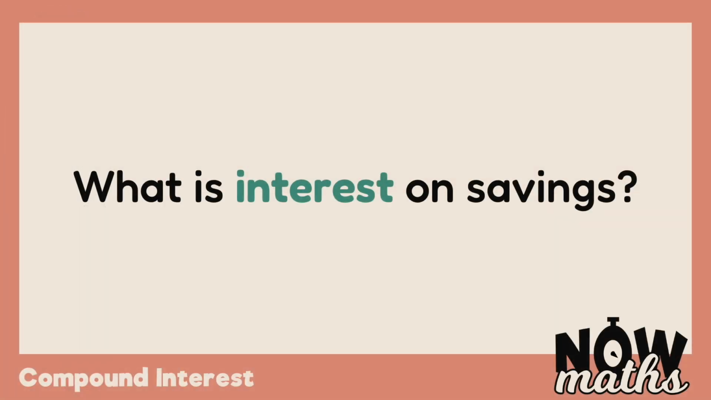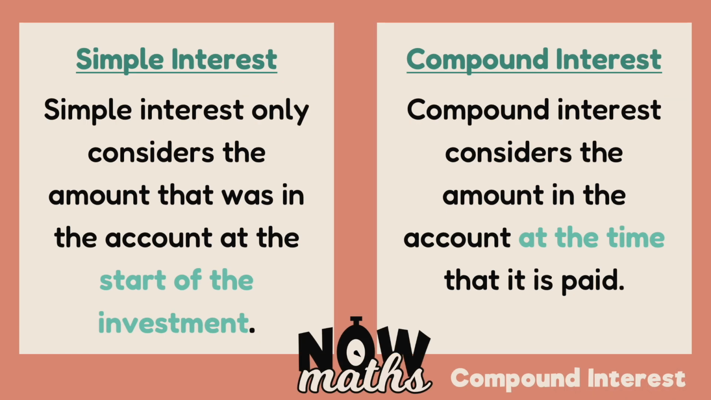Firstly, we need to know what interest on savings is. Well, it's a percentage of an amount that's in a savings account that's paid to its owner either yearly, monthly, or even daily. There are two types of interest we need to be aware of, both simple and compound. In this video, we'll focus on compound interest.